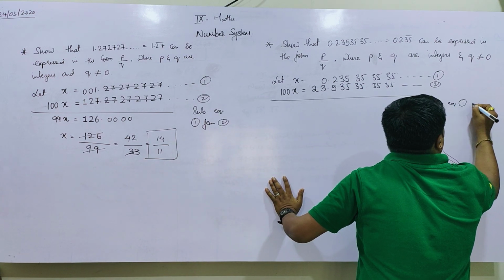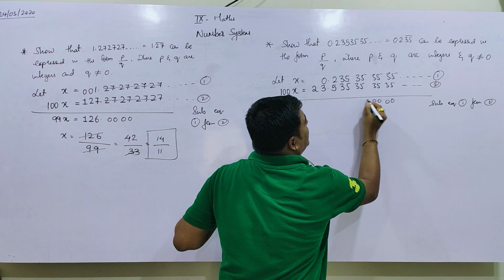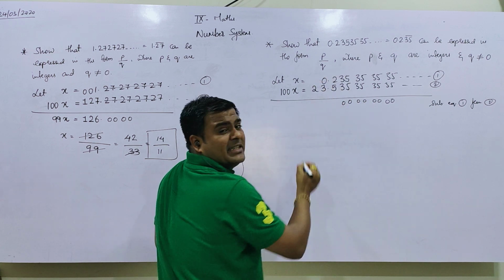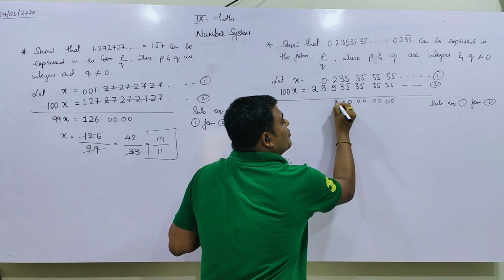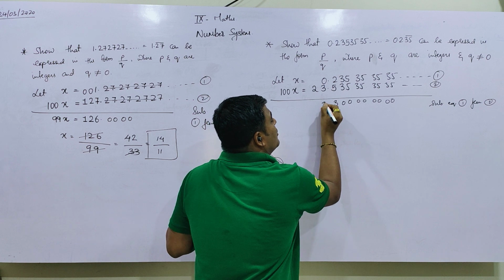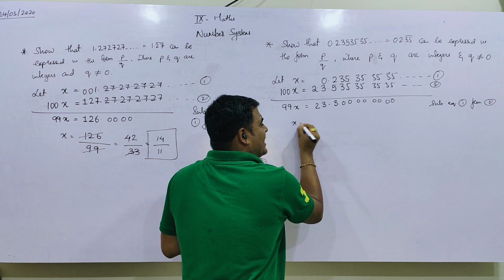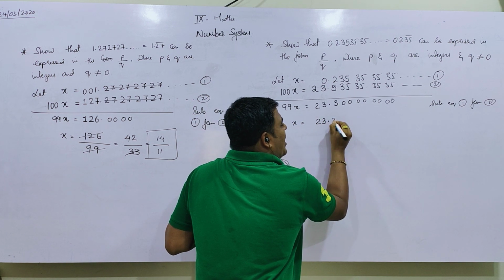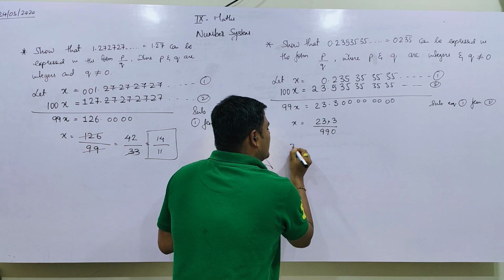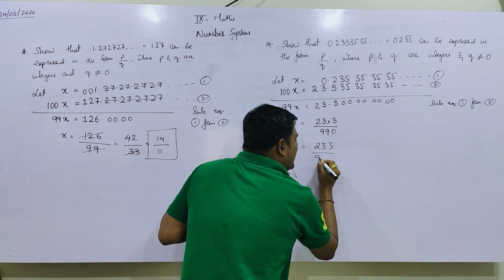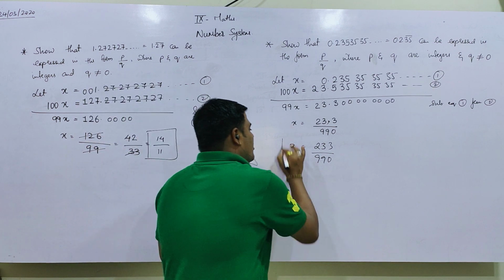Subtracting equation 1 from 2. Here 0, 0, 0, 0, 0, 0, 0, 0, then 5 minus 2. Remember we have to subtract equation 1 from equation number 2. So 5 minus 2 becomes 3. Then 3 minus 0 is 3. 2 minus 0 is 2, which is equal to 99x. So now x is equal to 23.3 upon 99. We'll remove the decimal and put 0, so our answer is 233 upon 990. If it is further divisible, then you have to divide, otherwise this will be your final answer.